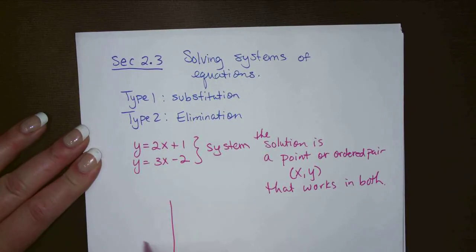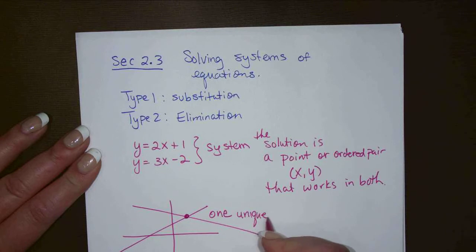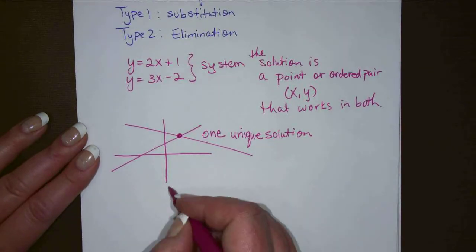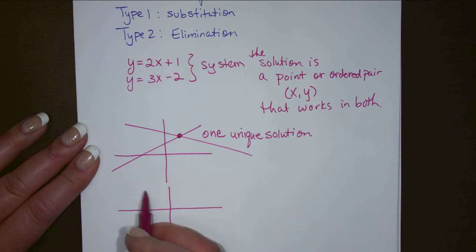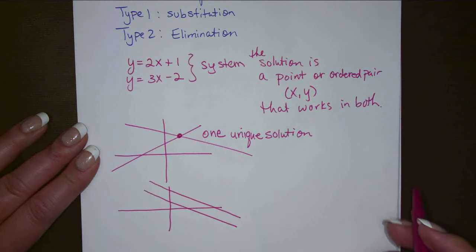Now, two lines with different slopes cross at one point, so they can have what we would call in math one unique solution, which just means one solution, okay? So one solution works. That would be if two lines crossed. What other types of lines could we have? Parallel lines. And what would we say for those? No solution.